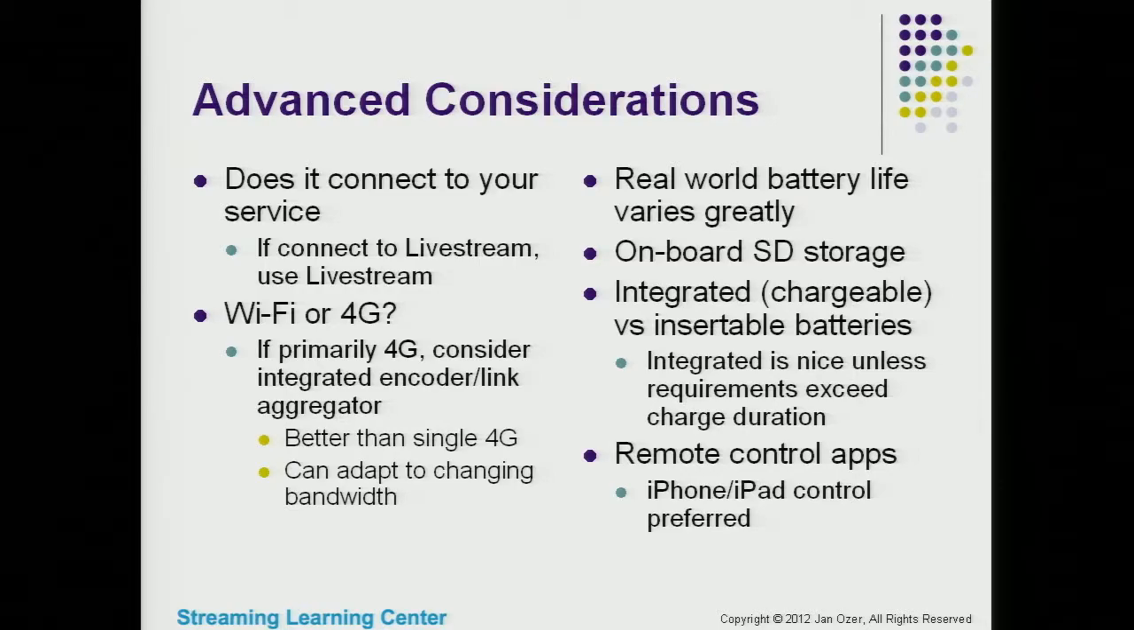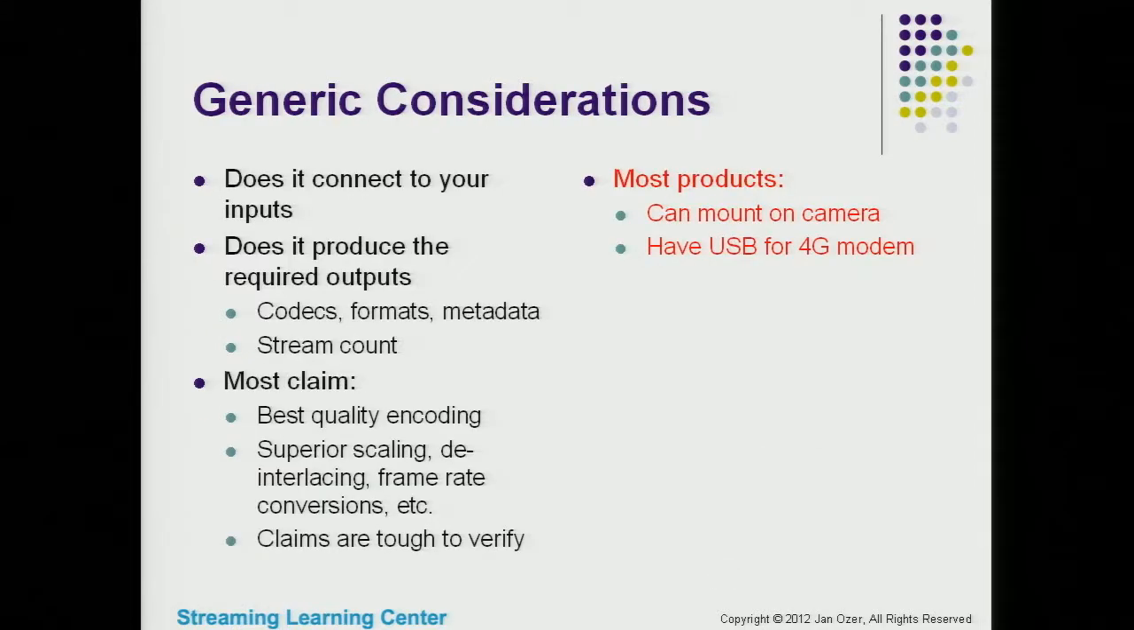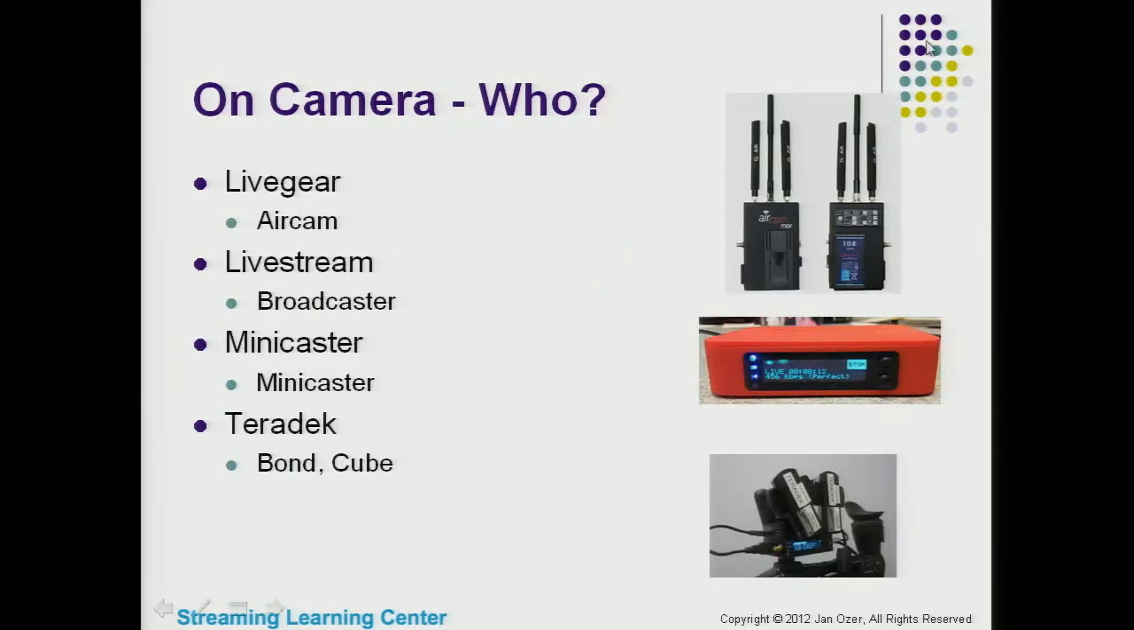If I'm connecting to live stream, I've got a real bias to want to use a live stream product. They're going to support it better. It's going to work easier. It's going to be an easier fit for me. On the other hand, probably the biggest question you have to ask is is it Wi-Fi or is it 4G? Because the broadcaster can do either Wi-Fi or 4G, but it's only got a single USB connection for a 4G modem. All the rest of these have multiple 4G links, so they're 4G aggregators.